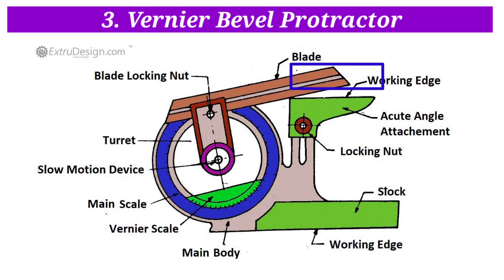The acute angle attachment can be readily fitted into the body and clamped in any position. The bevel protractors are tested for flatness, squareness, parallelism and straightness. The least count of a bevel protractor is 5 minutes.